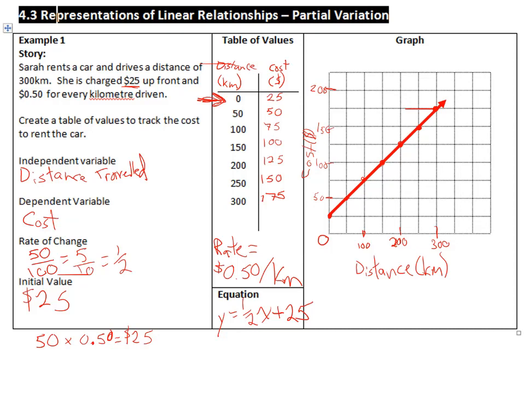And I extend it, and I have an arrowhead at the top because you can still drive further than 300 kilometers. However, it will cost you more. So this graph does continue onward. So make sure you include that arrowhead at the very end of your line on your graph. Okay. With that said, let's go to the next example.